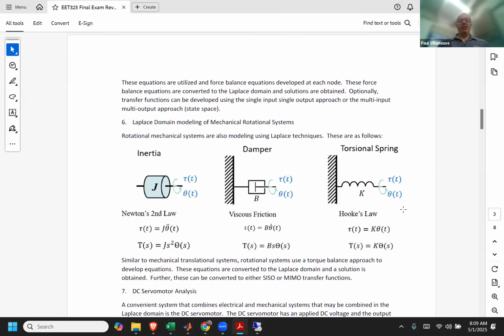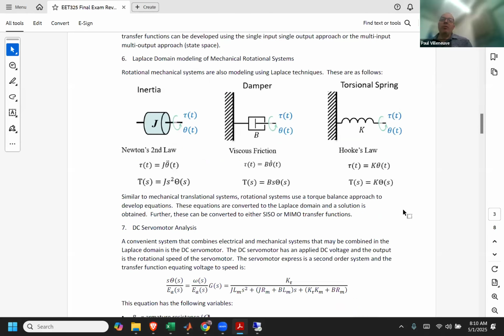Then we moved on to rotational, sorry, not translational. It's the same concept, except now we're talking about torque. The torque developed from something that you have to rotate, or the moment of inertia, is J S squared times theta, because it's the J times acceleration. As you accelerate things, you have to put more energy into the system.